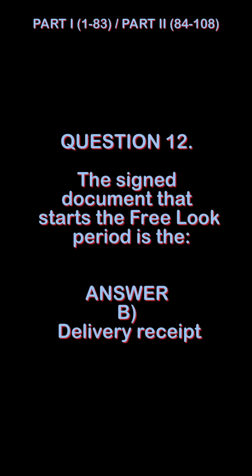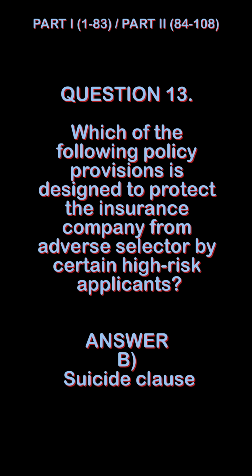Question 11. Changing a beneficiary is a right reserved for the answer A, contract owner. Question 12. The signed document that starts the free look period is the answer B, delivery receipt.